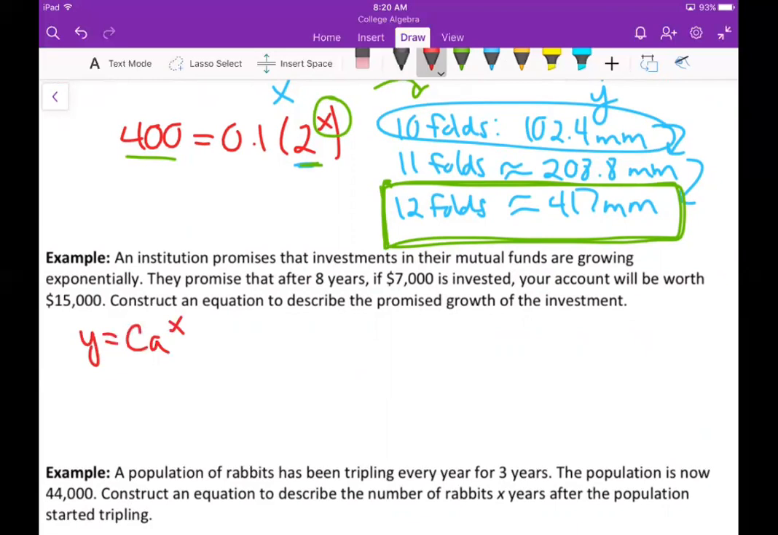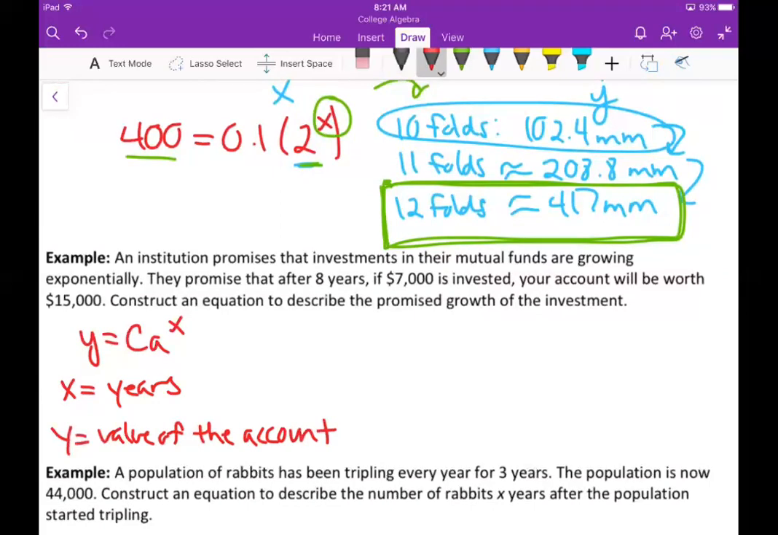They promise that after 8 years, if $7,000 is invested, our account will be worth $15,000. So time is changing the amount that we have in our account, and we want to identify that from the very beginning. So x here is going to be the number of years our money is invested, and y is going to be the value of the account that is changing over time.